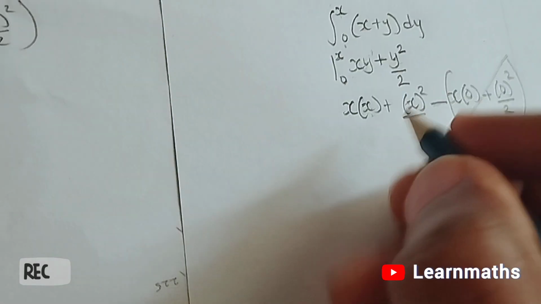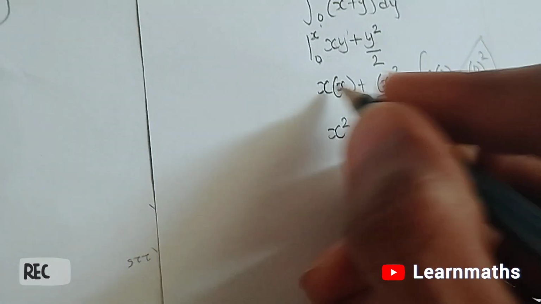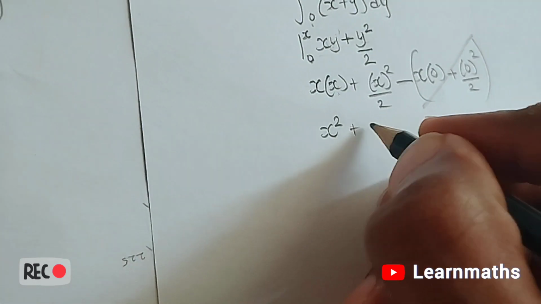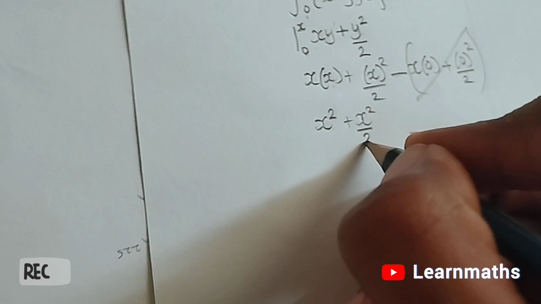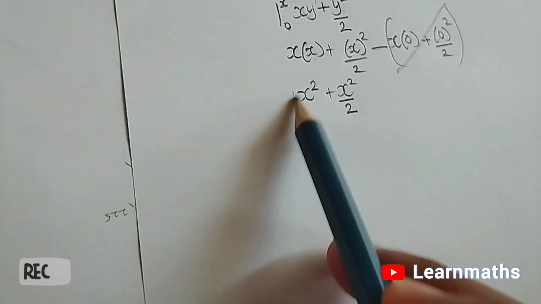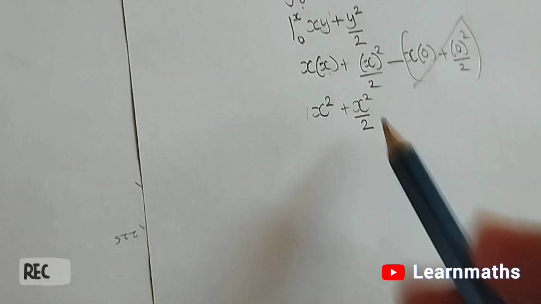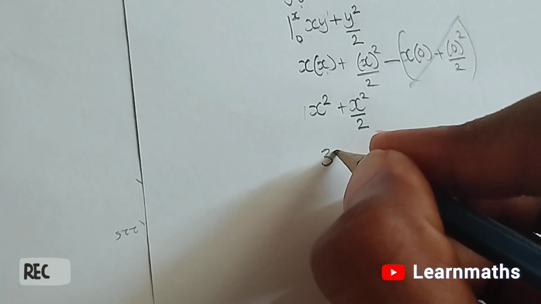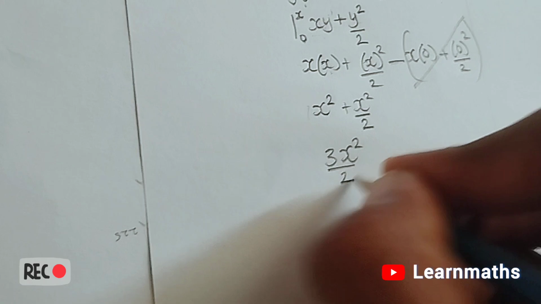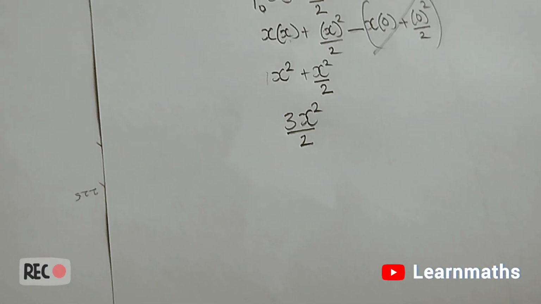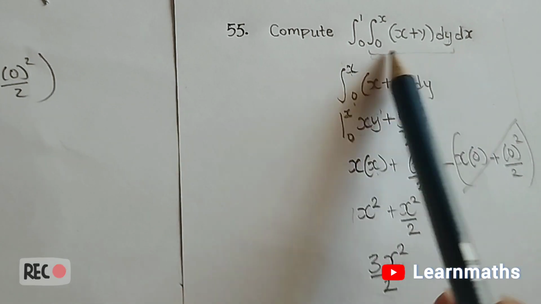x and x is going to be x squared, as x into x is x squared, plus x squared over 2, right? Now this is 1x squared, this is half x squared. If you sum them up together, you're going to get 3x squared over 2. That's 3 over 2 x squared, right? Now this is what we get for the inner integration there.